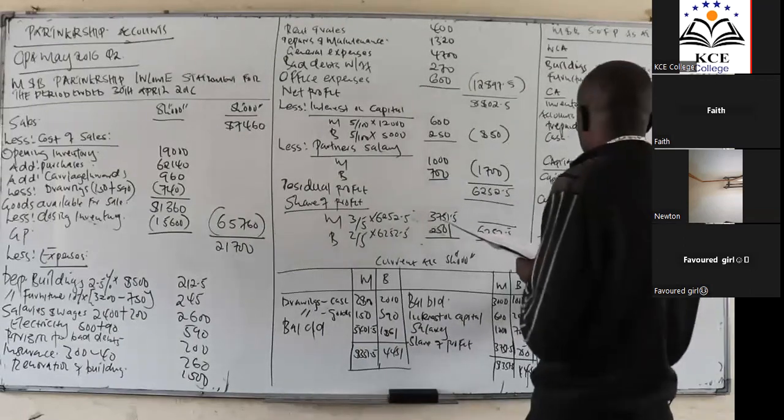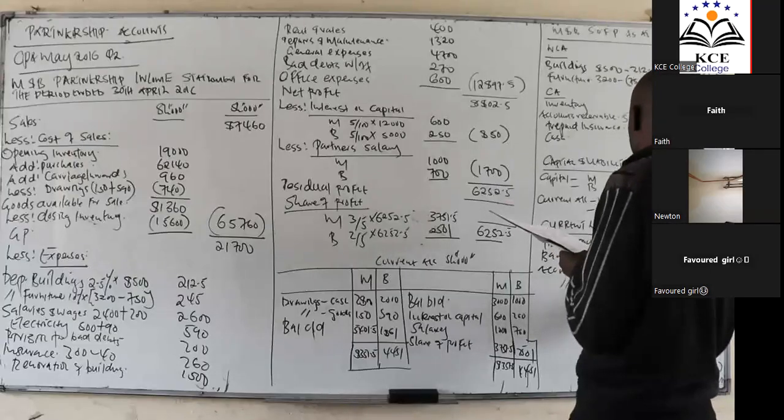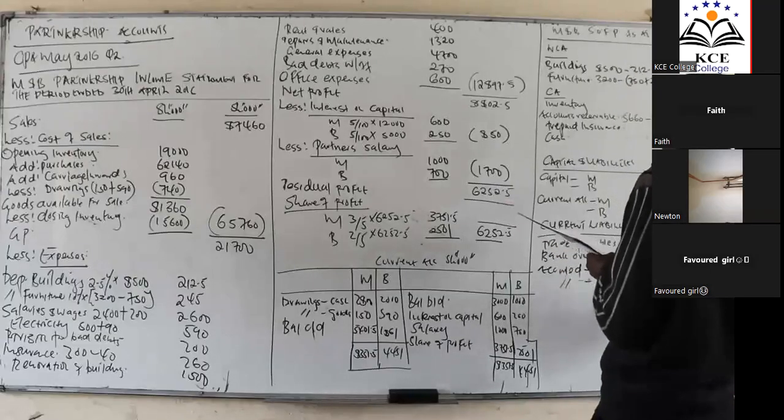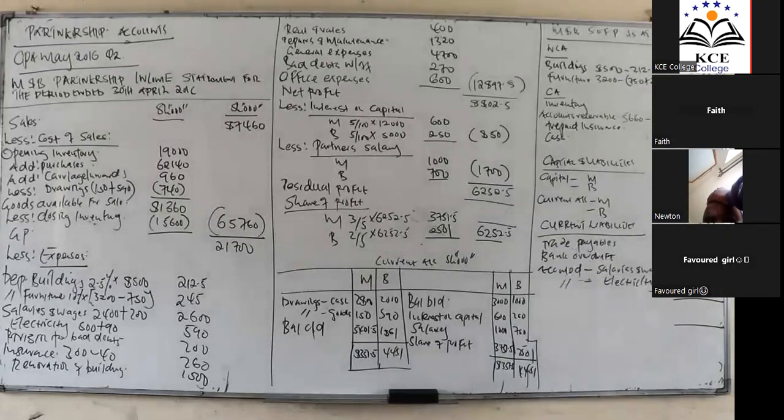Then we have accrued what? Electricity, which is how much? 90. So can we see whether they agree? So that is the end of that question. Any question? So this is partnership without changes.